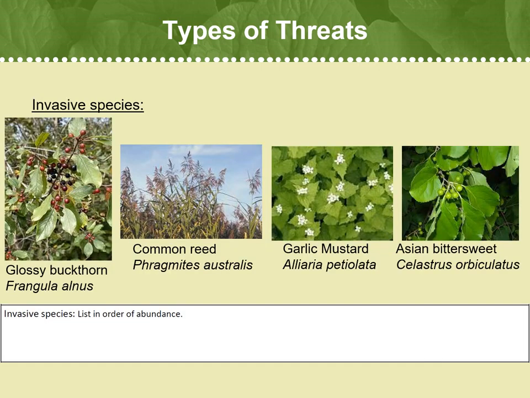One of the greatest threats to rare plants and all native plant species in New England is the presence of invasive plant species. Unencumbered by natural predators, invasive species can quickly overtake an area, killing native plants. Several major invasive plant species are pictured on the slide, including glossy buckthorn, Frangula alnus, common reed, Phragmites australis, garlic mustard, Alliaria petiolata, and Asian bittersweet, Celastrus orbiculatus.